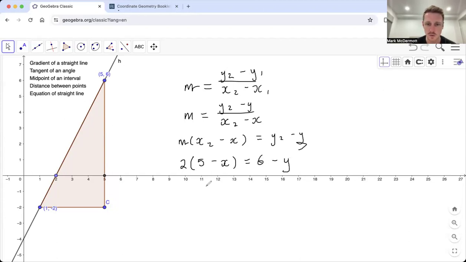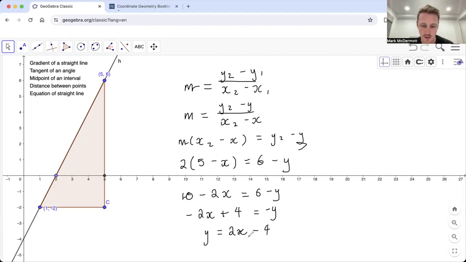Now if we rearrange this for y, this multiplies in, so you get 10 minus 2x equals 6 minus y. Subtract the 6, I'm going to get minus 2x plus 4 equals negative y. So y equals 2x minus 4, which is what we said earlier. That's the equation of that line. And so we've done all of it. We've done the equation of a straight line as well.